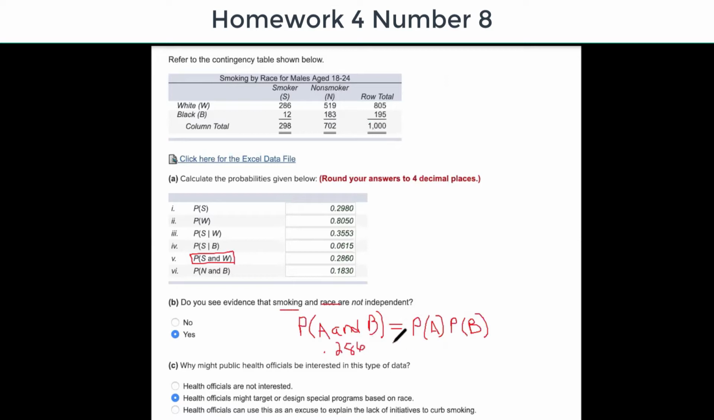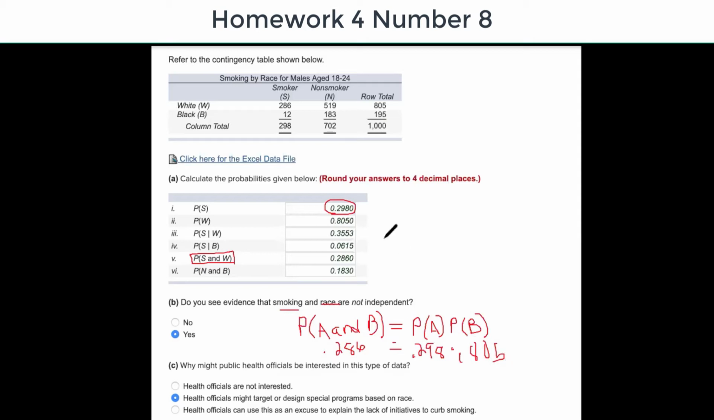equal the probability of being a smoker? So what was the probability of being a smoker? 0.298. Times the probability of being white, which was 0.805. So we have to do 0.298 times 0.805. Sorry for my calculations here.